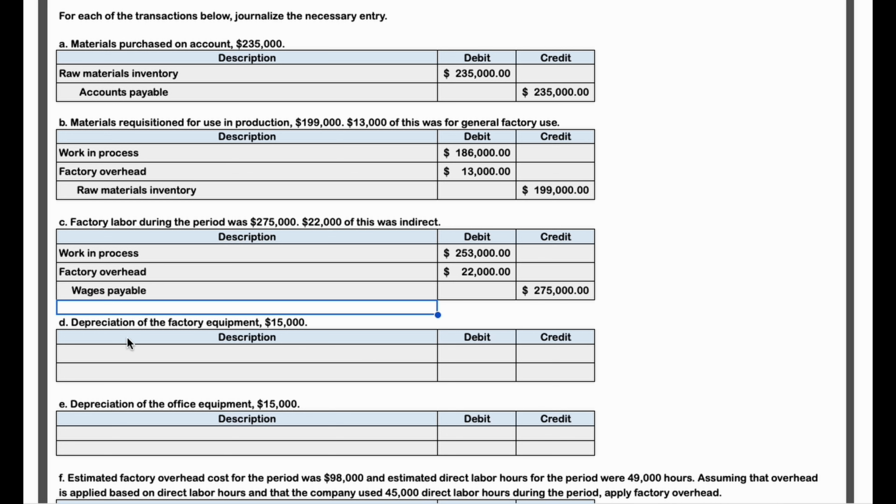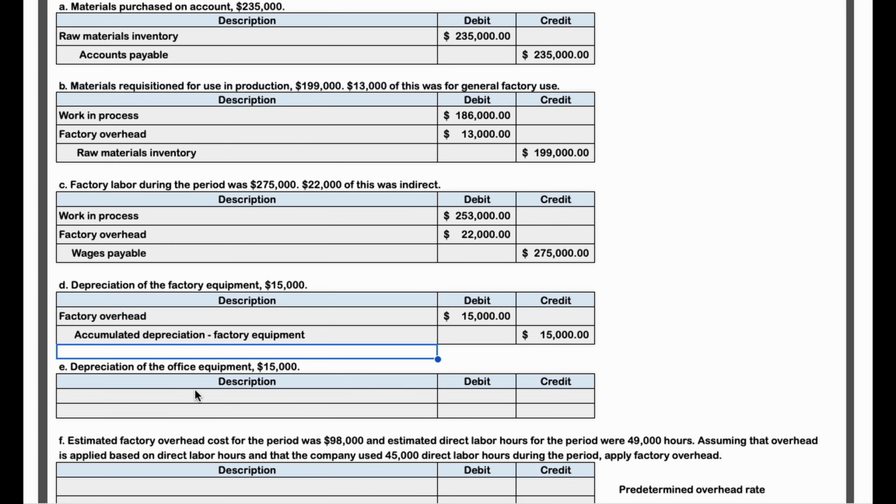So the first one here is depreciation on factory equipment. I can't directly trace this to a specific product cost, so I'm going to put this into my factory overhead for that $15,000. Then, where is it going to come from? My credit. Some things don't change. It is still going to go to accumulated depreciation. I'm just going to let everyone know that this is for factory equipment for that $15,000.